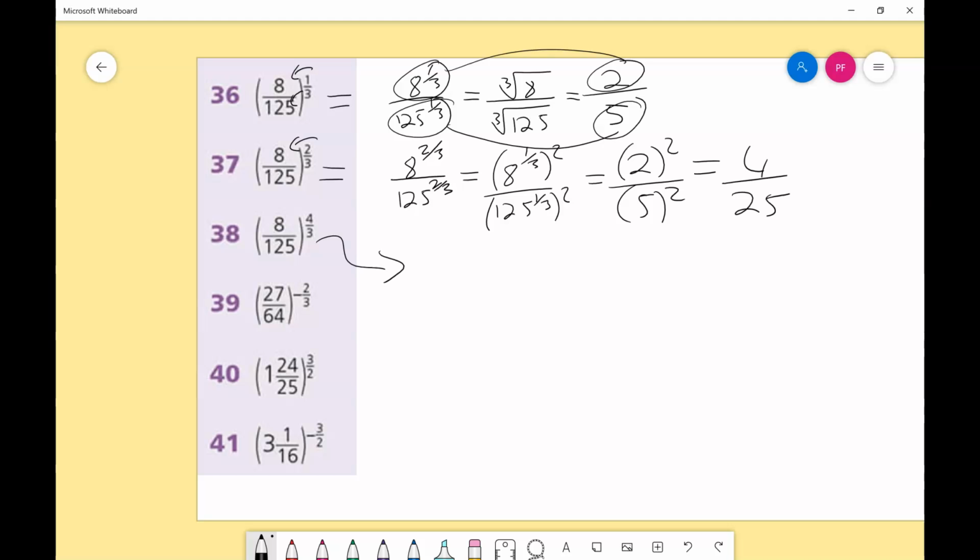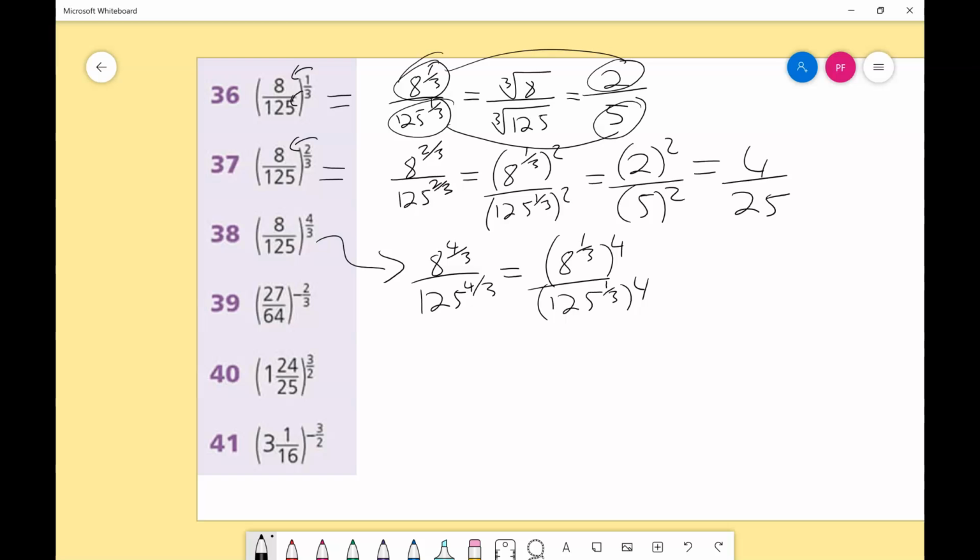Next one up, 8 to the power of 4 over 3. So that applies to everything inside the brackets. So 8 to the power of 4 over 3 over 125 to the power of 4 over 3. That is 8 to the power of 1/3 all to the power of 4 over 125 to the power of 1/3 all to the power of 4.